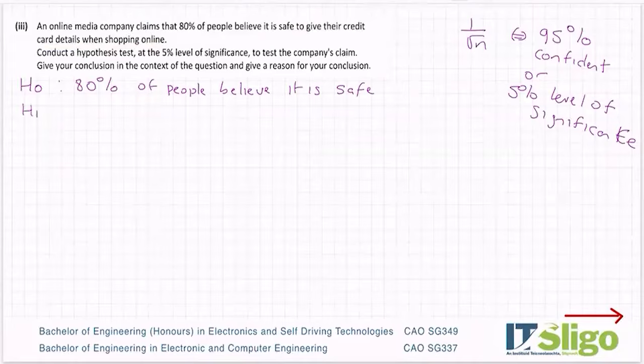The opposite of that is what we call the alternative hypothesis, which is literally just that. It's the opposite. So 80% of people do not think it is safe.